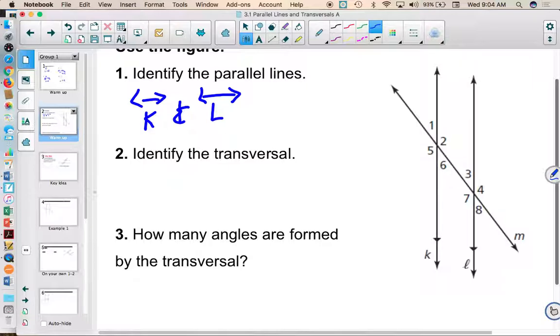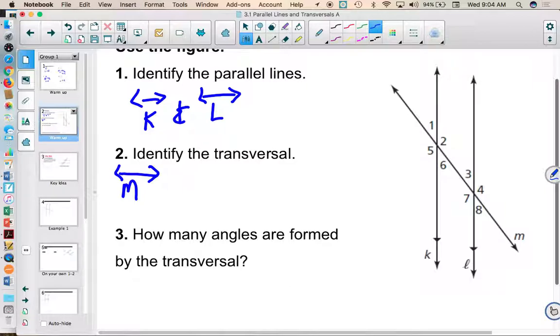Okay, this says identify the transversal. Well, there's only one thing left there. So is line M a transversal? Okay, the question might be, what is a transversal? This is true. M is a transversal. But how do you know that M's a transversal? By definition, what's a transversal?